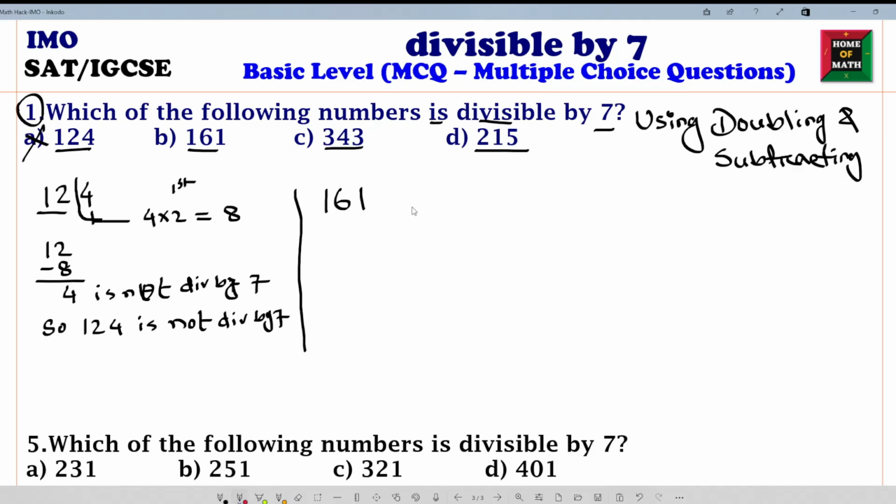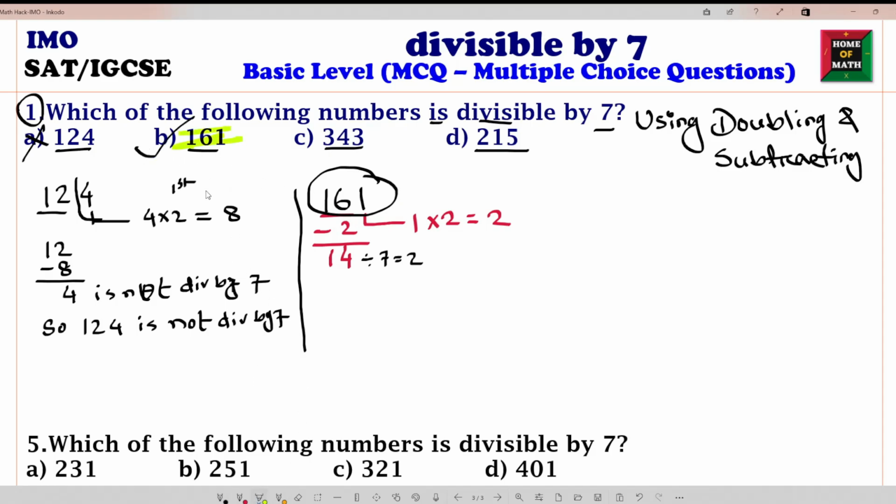So what is our method? We use the last digit, which is 1. We will double this one, it means we will multiply by 2, so it will become 2. Now we subtract from the remaining 2 digits, which is 16, so 16 minus 2. What is 16 minus 2? It will be 14, right? And this 14 is divisible by 7. Therefore 161 also is divisible by 7.